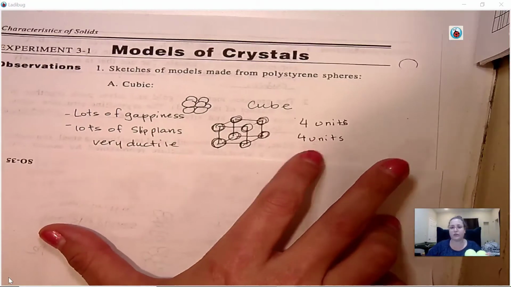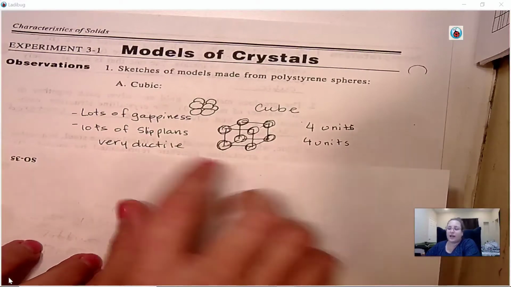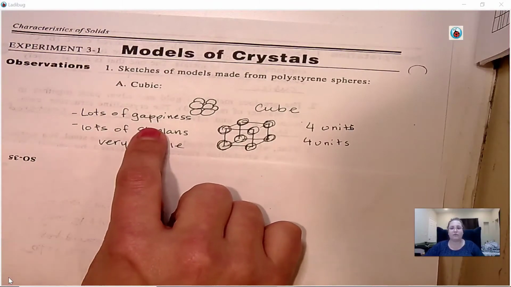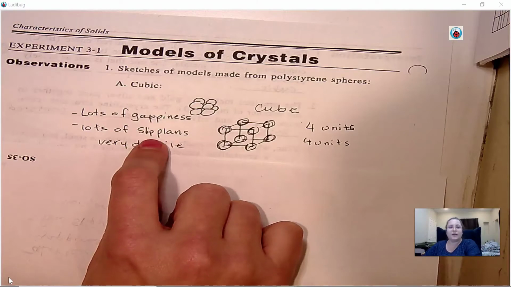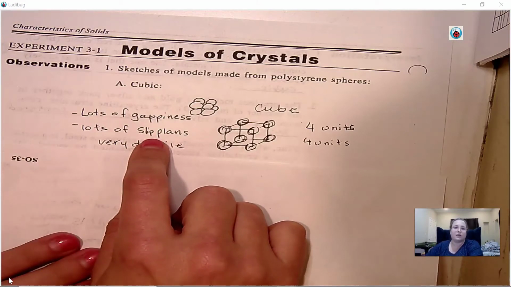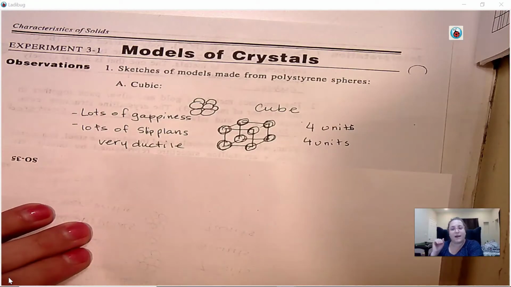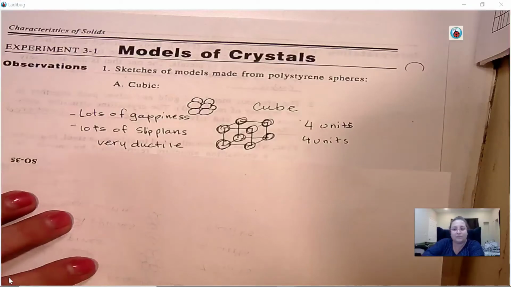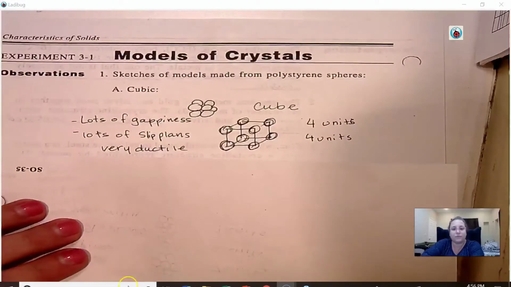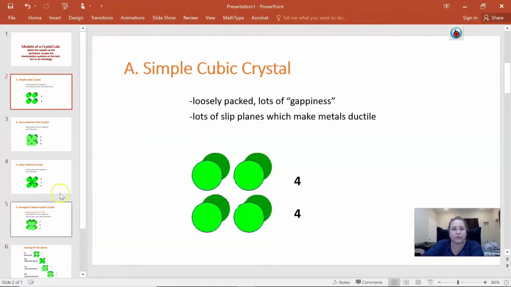So I did 4 units on top of 4 units, and then one of the notes on the PowerPoint said that it had lots of gappiness, and if you look at the model, you can see lots of gaps and space in between each atom. And then because it had lots of gappiness, it also had lots of slip planes, which are the planes on which the atoms can slide past one another. And because it had lots of slip planes, it made it ductile.